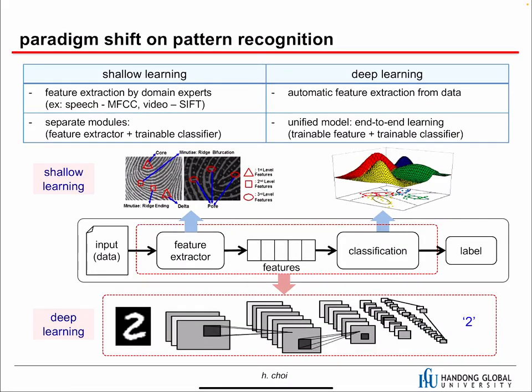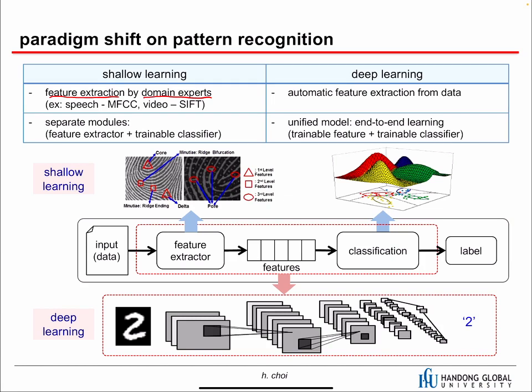And we can summarize this shallow learning and deep learning with two factors. First, in shallow learning, feature extraction is done by domain experts. But in deep learning, the features are extracted automatically from data. So we don't need the domain experts. We don't need the domain knowledge.